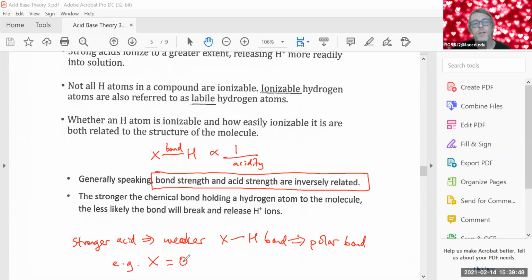So you could have oxygen. Just looking at electronegativity values, we know that oxygen on the Pauling scale is 3.5, hydrogen is 2.1. So we know that this difference of 1.4 being greater than 0.5 means it's polar.